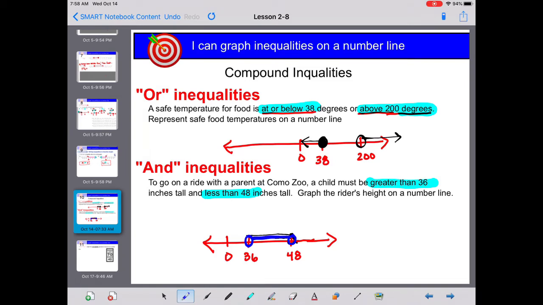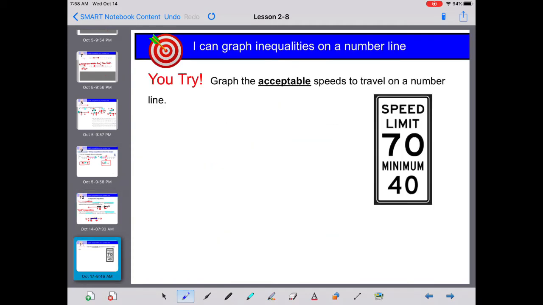Now, if you were 49 inches, could you go on the ride? Nope, you're too tall. Even though that's greater than 36, it's not also shorter than 48. Likewise, if you were 35 inches, while that's less than 48, it's not also greater than 36, so you could not ride the ride. This is an "and" inequality. An "and" inequality is a situation where you must meet both criteria.